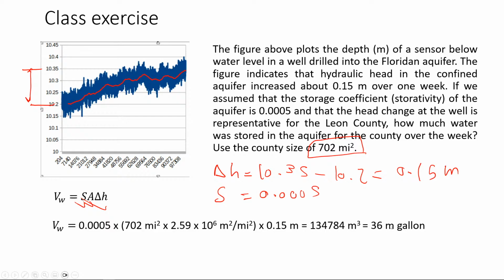So you get about, not bad, I mean that's a lot of water. 36 million gallons of water was added over a week. So that's how much water was added to this Floridian aquifer over a week.